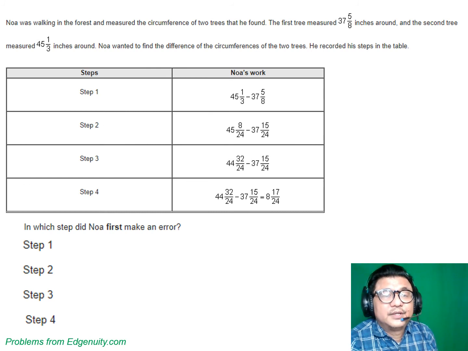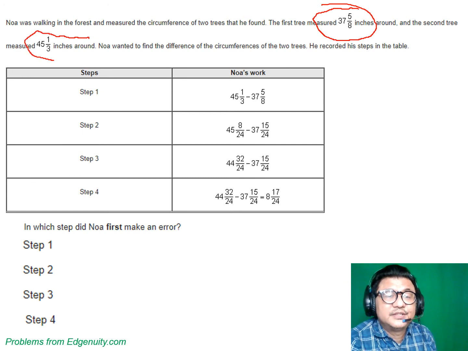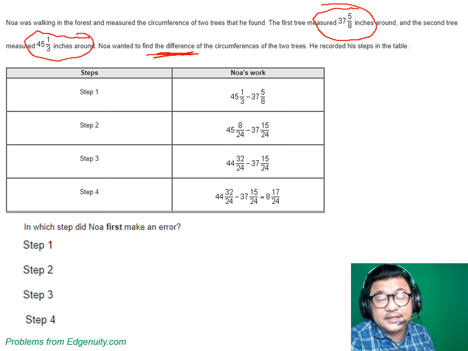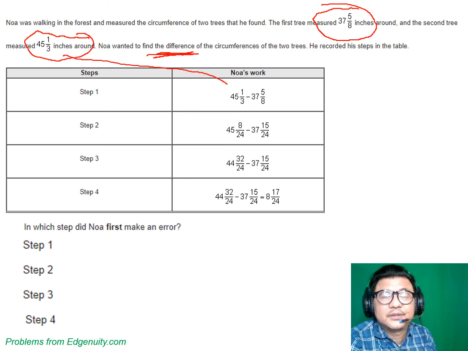Noah was in the forest and measured the circumference of 2 trees that he found. The first tree measured 37 and 5/8 inches. The other one is 45 and 1/3 inches. Noah wants to find the difference. What do you remember about difference? You subtract them. Now these are his steps. He wants to be organized. Let's see if he did it right. The bigger one minus the smaller one.